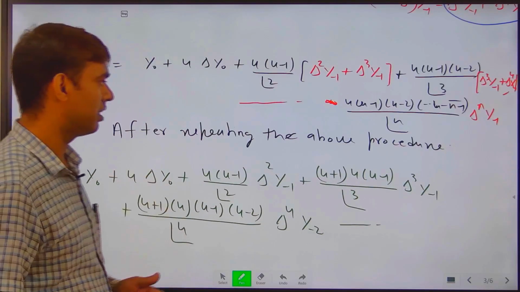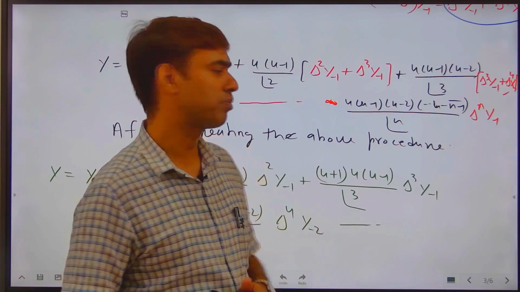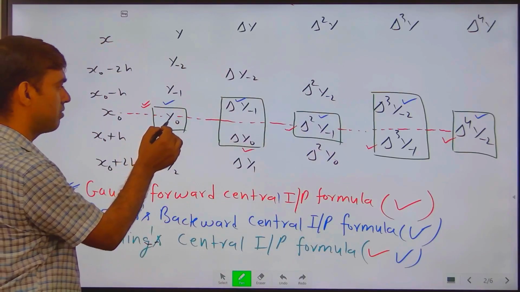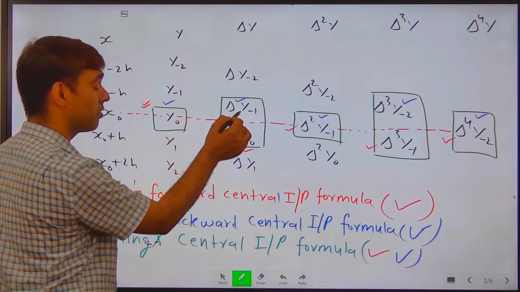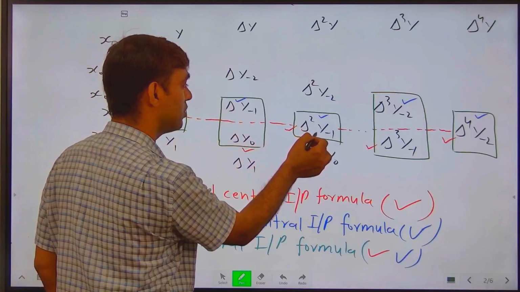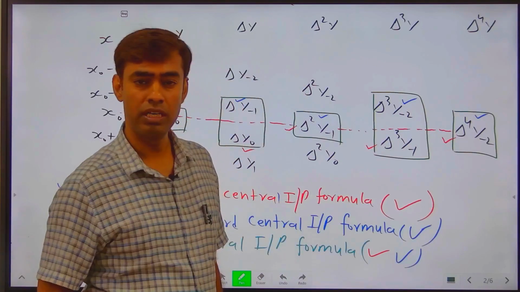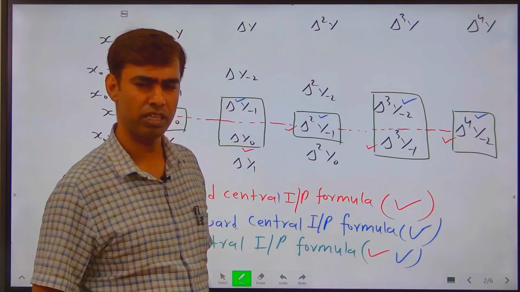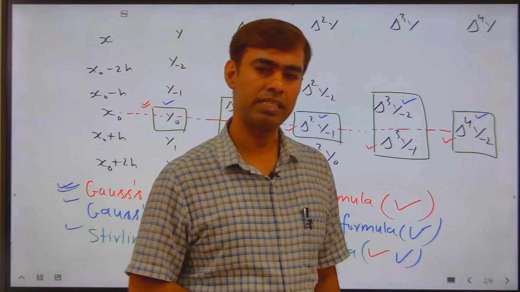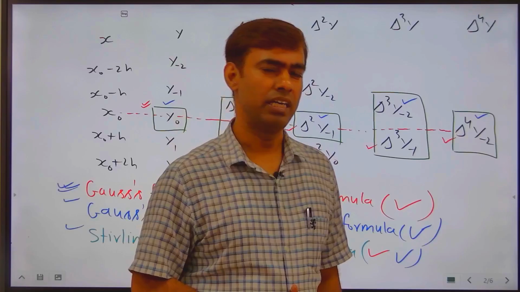So, here I am just going to write the Gauss backward central interpolation formula. In the Gauss backward central interpolation formula, in the zeroth order we use y0, in the first order we use del y minus 1, in the second order we use del 2 y minus 1, in the third order we use del 3 y minus 2, and in the fourth order we use del 4 y minus 2. And if we find the average of Gauss forward and Gauss backward, then we are able to write the Stirling central interpolation formula. So, now we are going to write these three interpolation formulas directly.